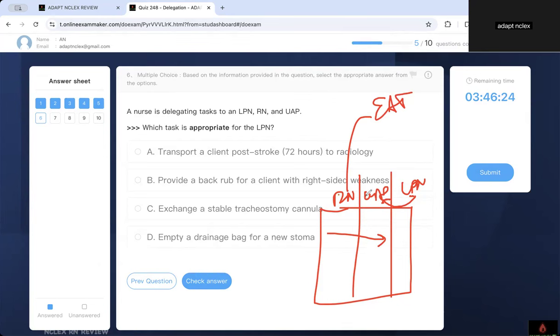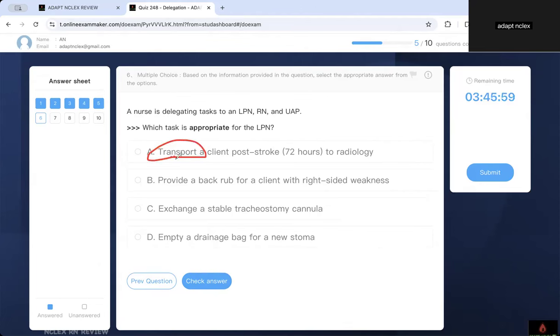A UAP is what? Assist and report, right? LPN is what? L is for low risk, predictable, and needs follow-up. Or what? Most of the time, reinforce teaching, education, or just reinforcing them, not the initial one. Therefore, what do you think?